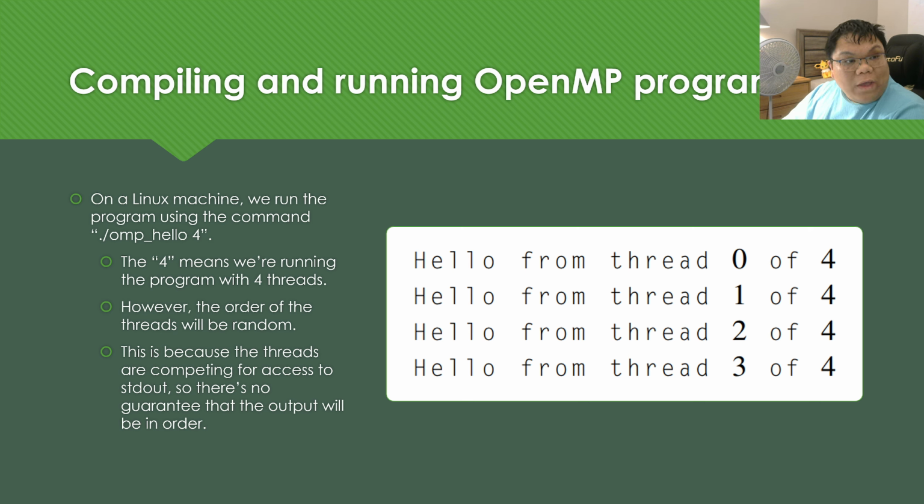And like with pthreads, the order in which these threads run is going to be random, and that randomness is determined by the CPU scheduler of your operating system. It's just gotta be random. That's just the nature of parallel programming.